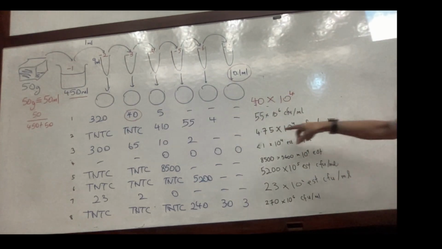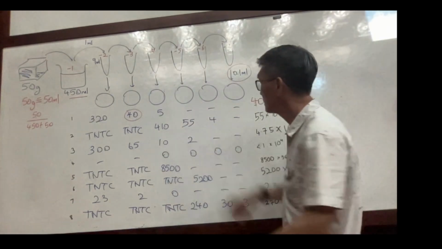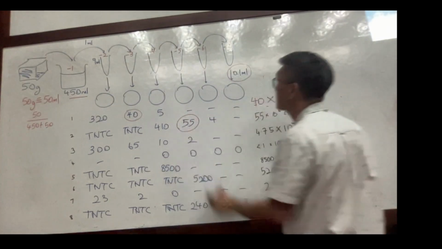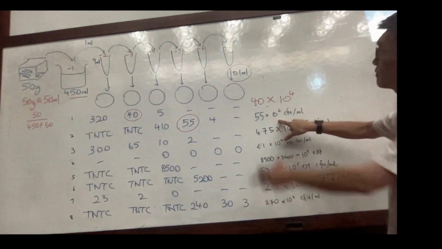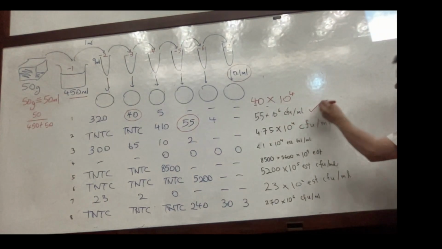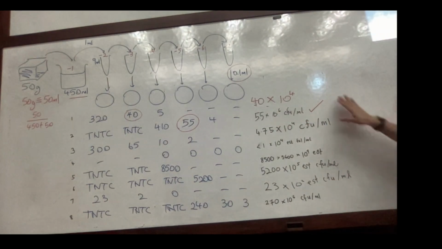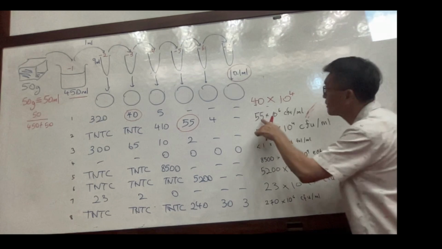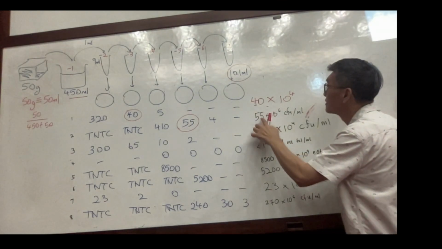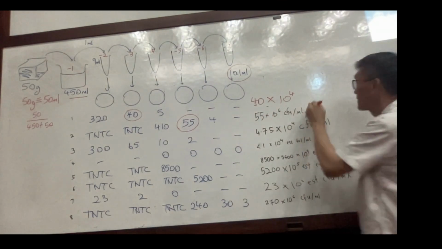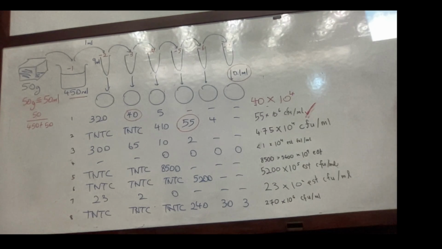Okay, so now let's see. This one only, so it's 55 times 10 power 6. Oh, this is correct, very good. No, this is wrong, right? This is 5.5. So 55 will be correct. Okay?